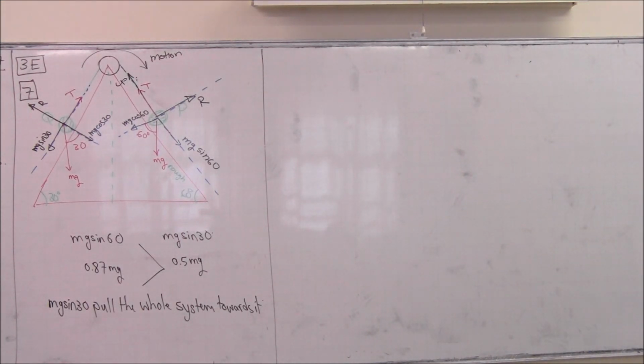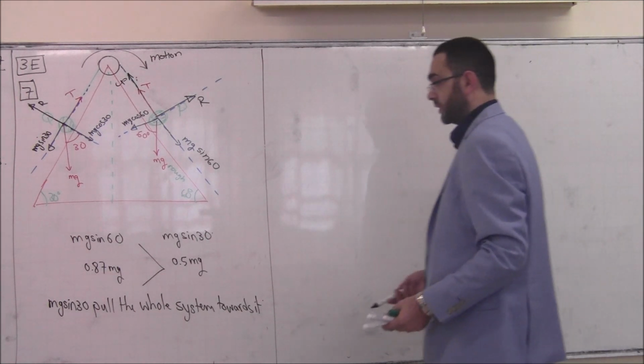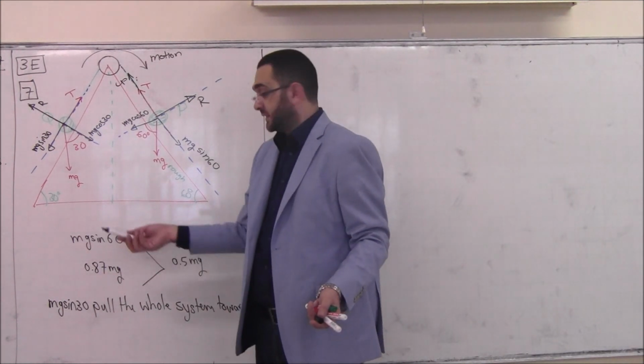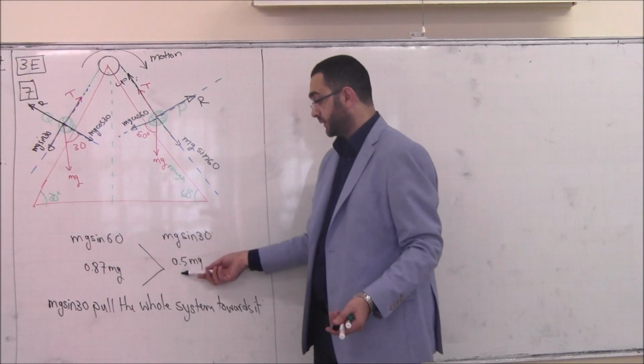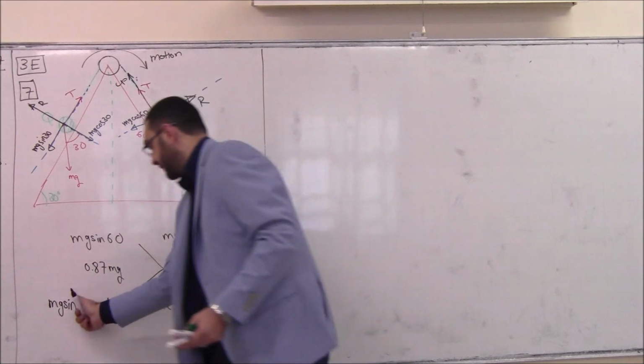Sure? Yes. How did you make that assumption? I did not make an assumption. Sine 60 is 0.87 and sine 30 is 0.5. Yes, sine 60 is greater. Sorry, sine 60.